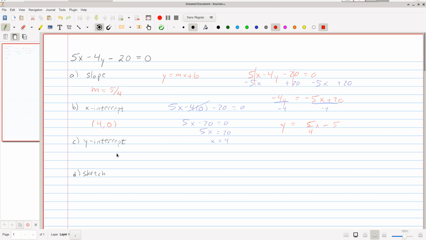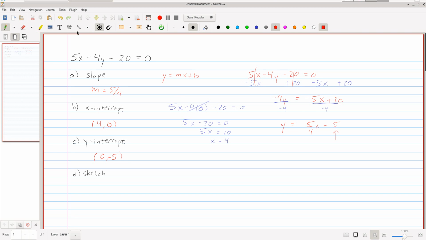Now for the y-intercept, we could do the same thing. We could set x equal to 0 and solve. However, we already have it in slope-intercept form back from the first part of the question. So we know the y-intercept is negative 5. So our point will be x equals 0, y equals negative 5.